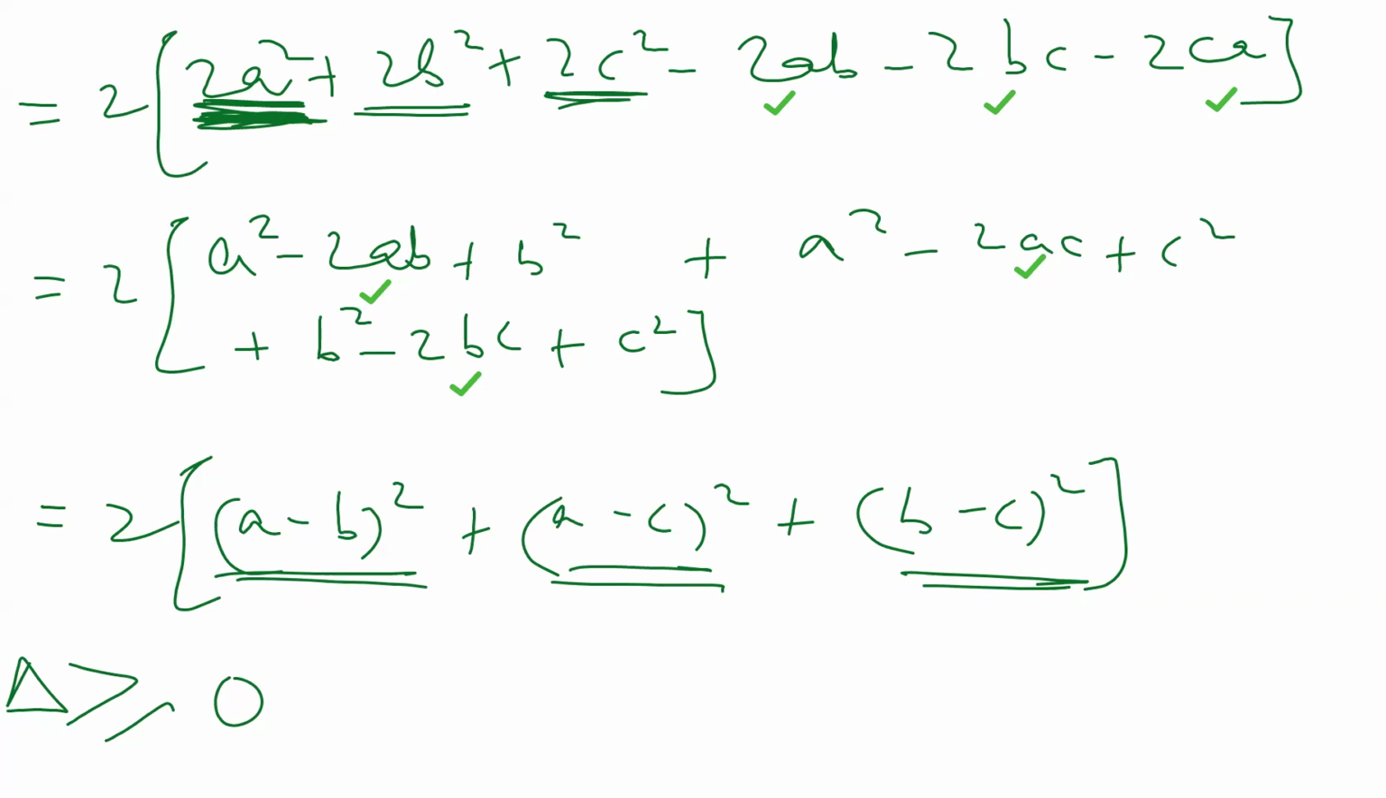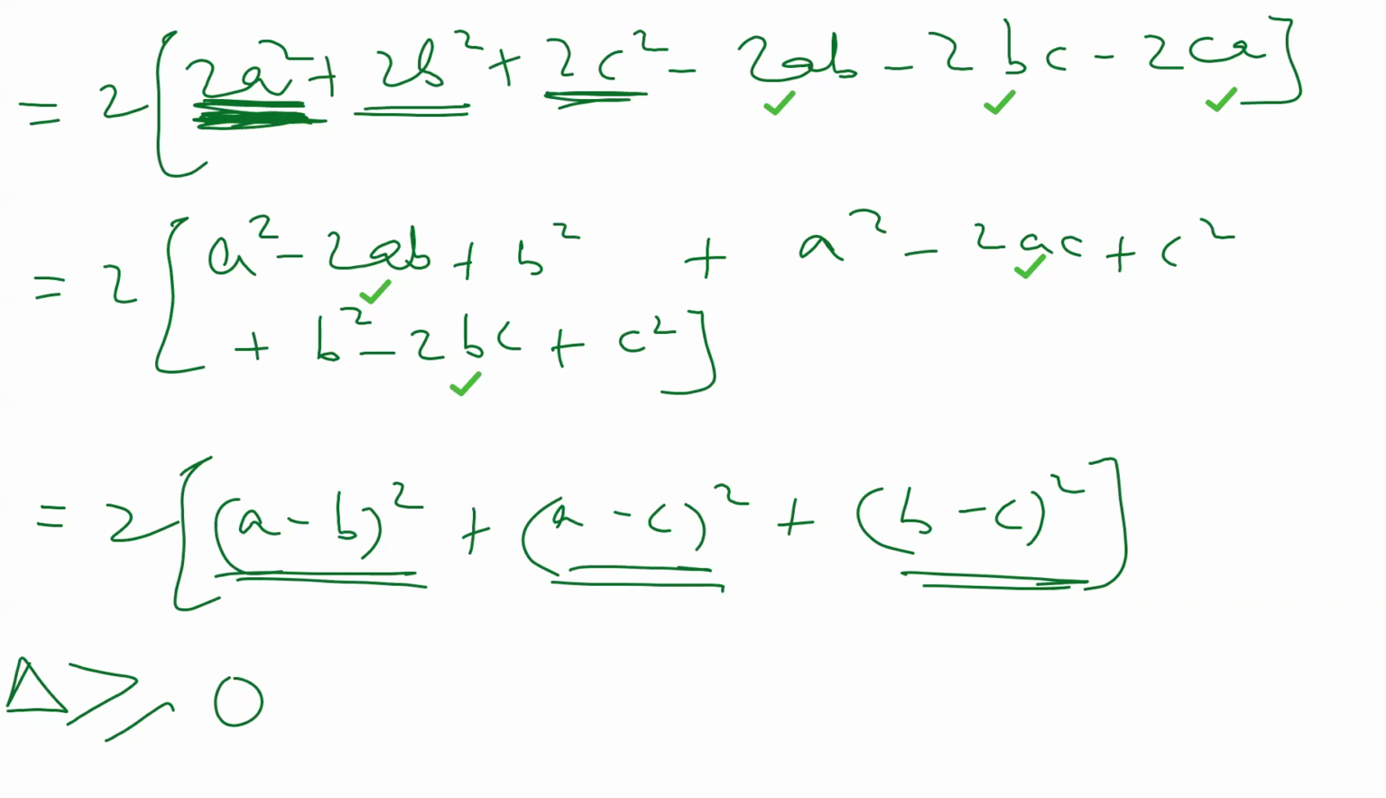So two cases. Delta will be greater than 0 when a, b, and c are unequal. Any two being equal is fine; all three should not be equal. And if all three are equal, then delta is equal to 0. So the roots are real and equal.